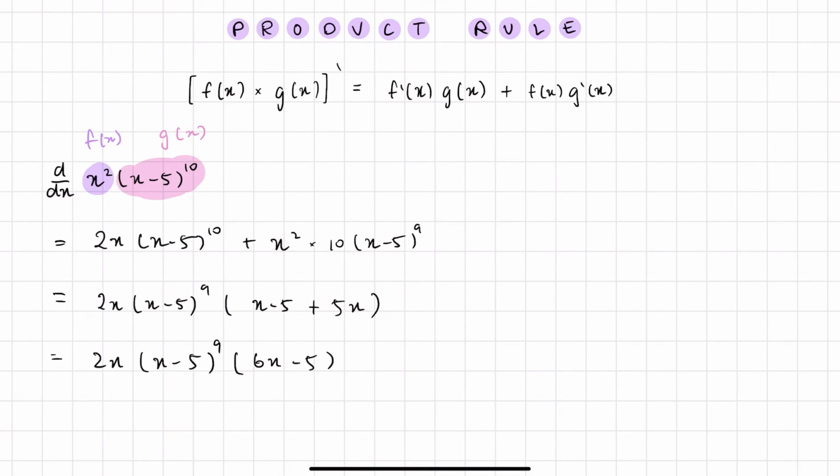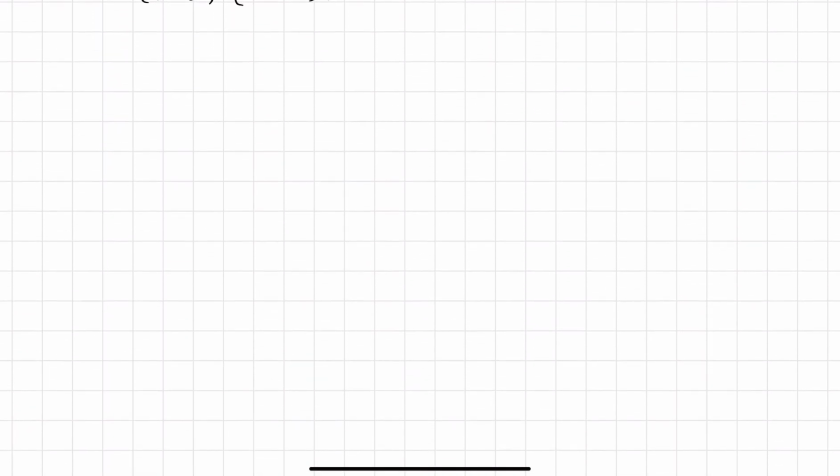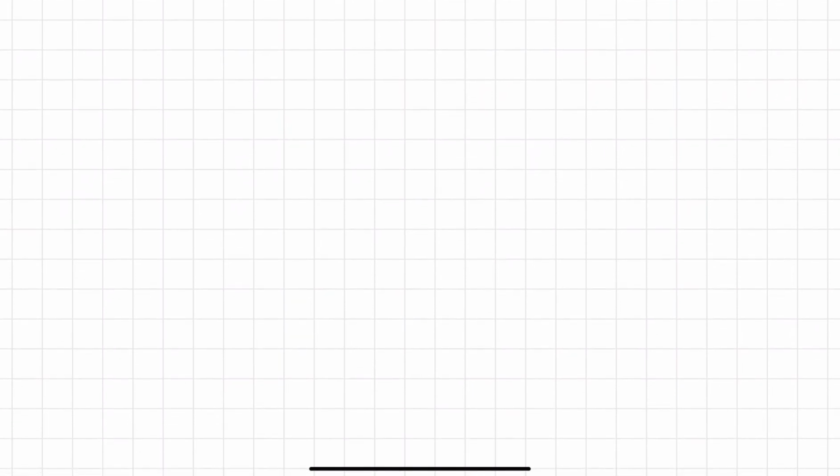Now maybe I'll just show you one more example. I'm going to do one where you differentiate two brackets, say (x squared plus 1) to the power of 3, and (x plus 2). Again, I'll highlight it for you. This first one is what I'll let be f(x), and this one is your g(x).